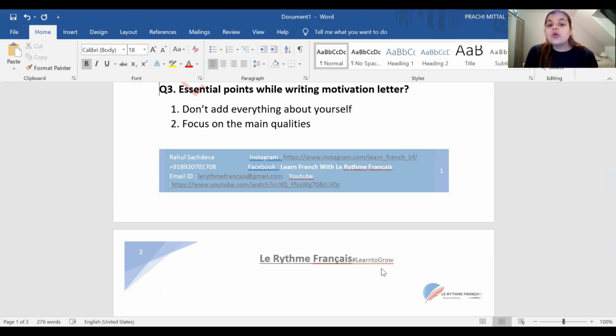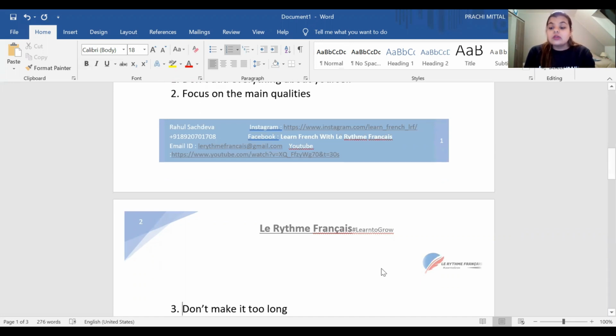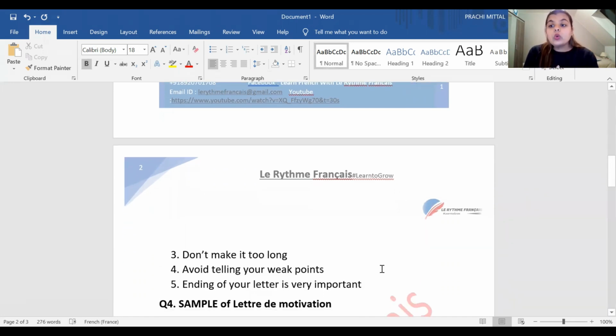You have to write the important points, the important qualities, because the lettre de motivation cannot be too long. You don't have to write 2 pages explaining all about yourself, bragging and doing a show off. No guys, you have to be precise and clear about your goals, about your qualities, about your passion and your interest for the post. So please take care of that.